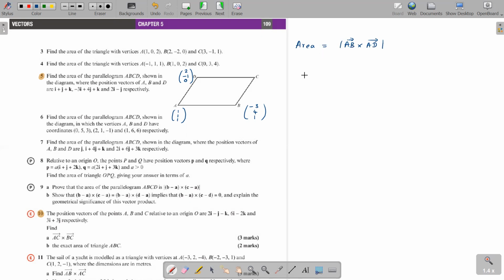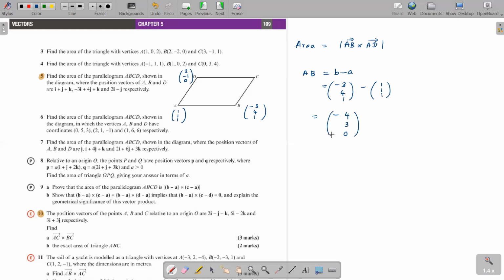Okay, so let's get the AB vector first. AB vector is equal to B minus A, isn't it? So B is minus 3, 4, 1. Minus A is 1, 1, 1. What do we get here? Minus 3 minus 1 is minus 4. Minus 4 minus 1 is 3. 1 minus 1 is 0. Do you agree with me?